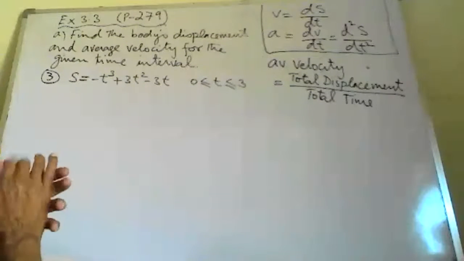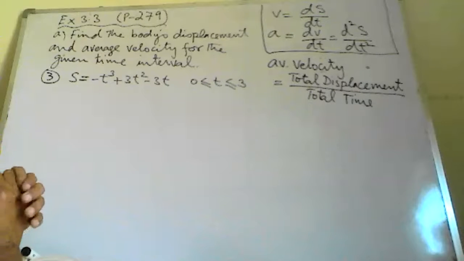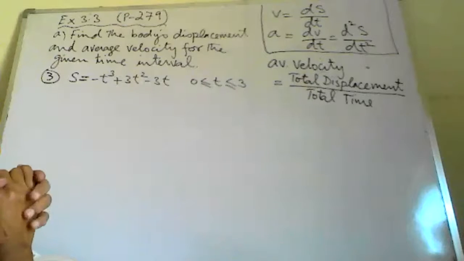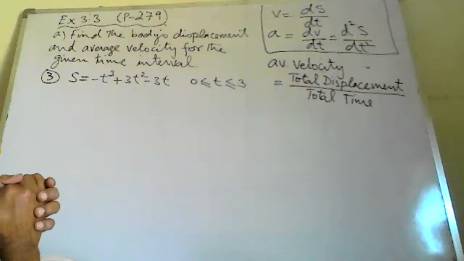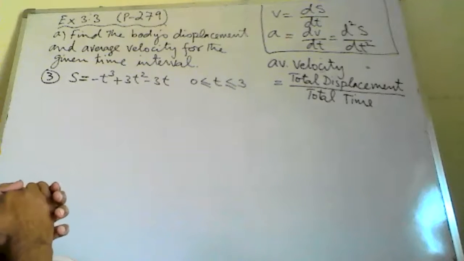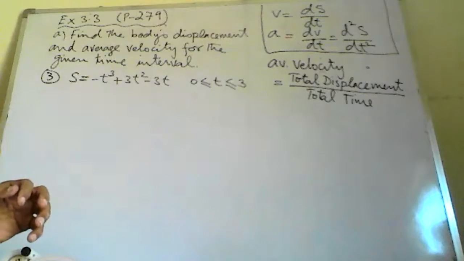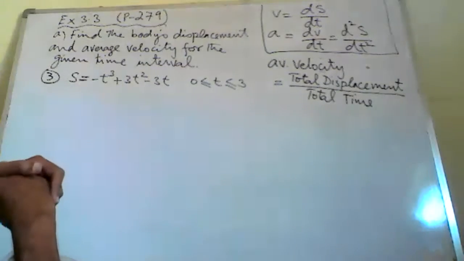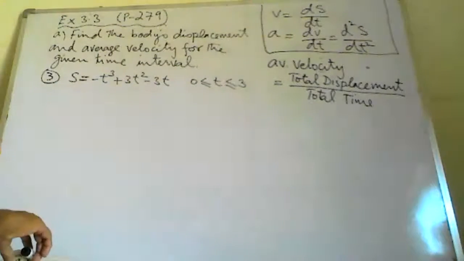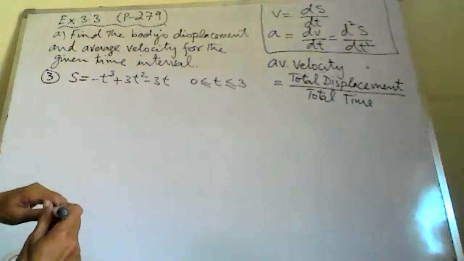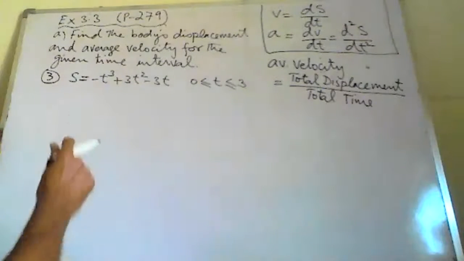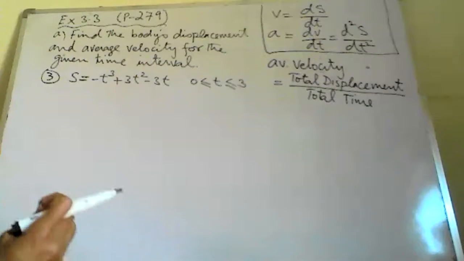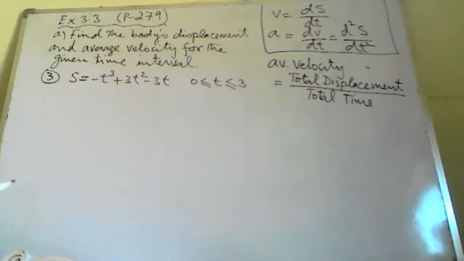S is equal to minus t cube plus 3t square minus 3t. This is the function of t. S is a function of t, and the interval is 0 is less than or equal to t, which is less than or equal to 3. That means time is 0 to 3. Initial time is 0, the final time is 3. So first of all, we will have to find two things: body's displacement and the average velocity. First, we find the body's displacement. Body's displacement will be at 0. First, we will find as 0.